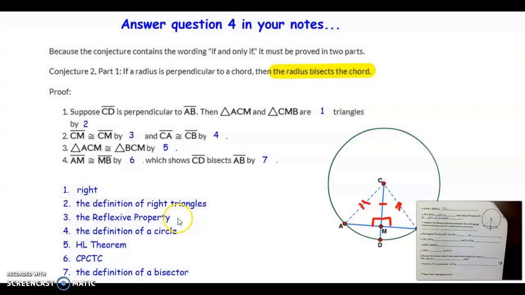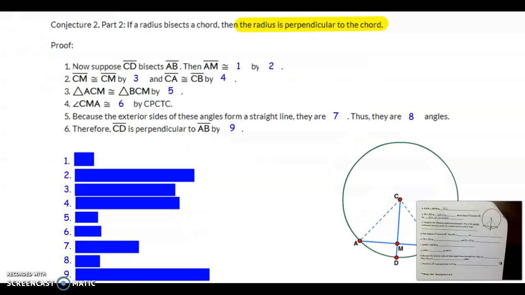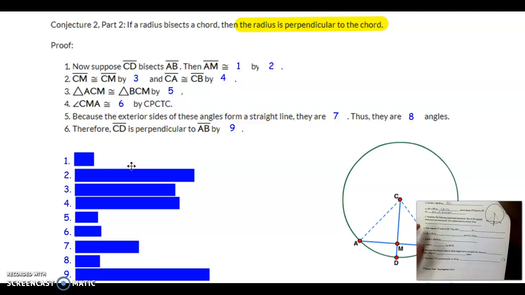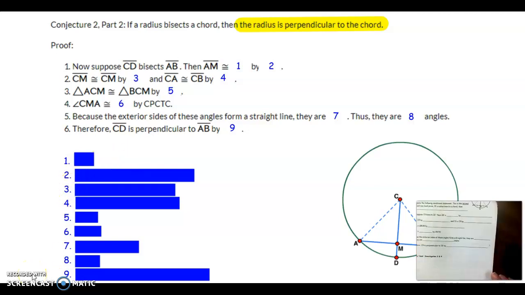All right, so now we're going to look at the second part of the biconditional statement. In the second part, we're going to prove, sorry about that, the bell rang.